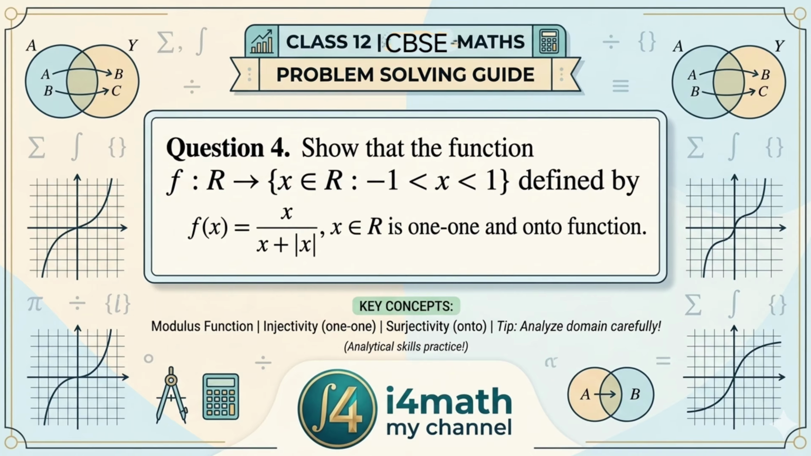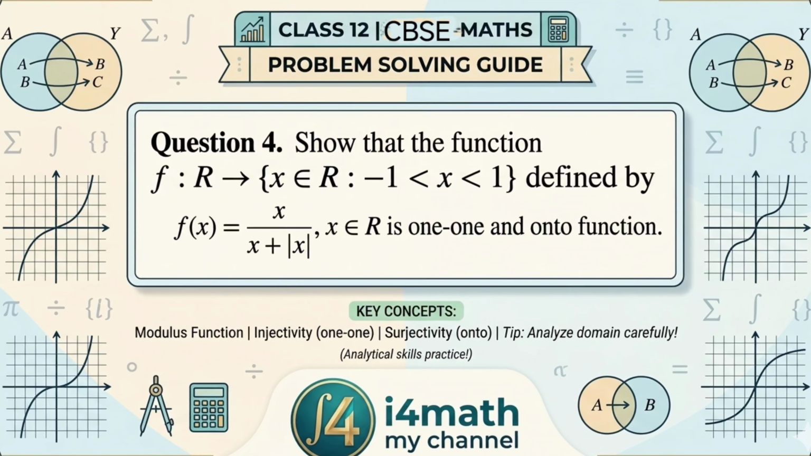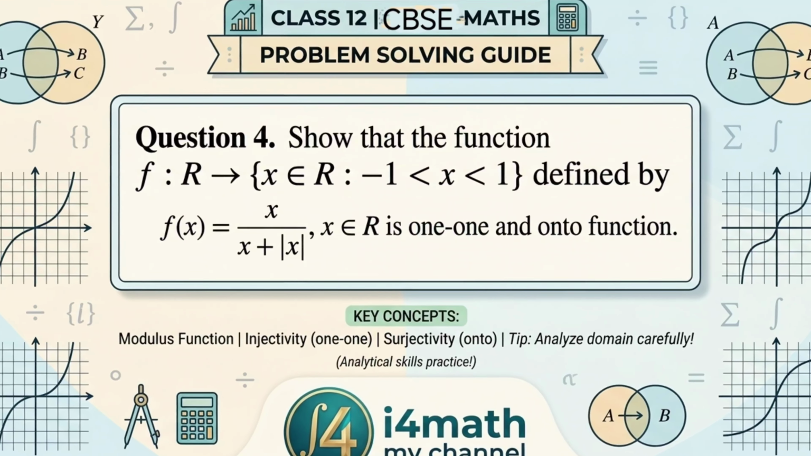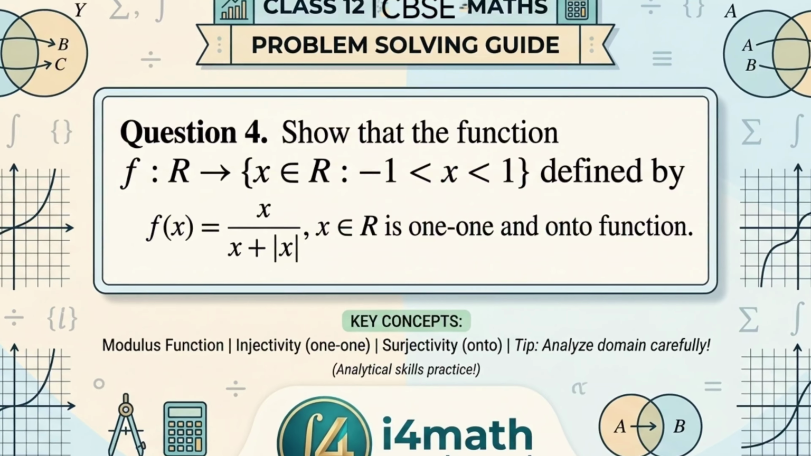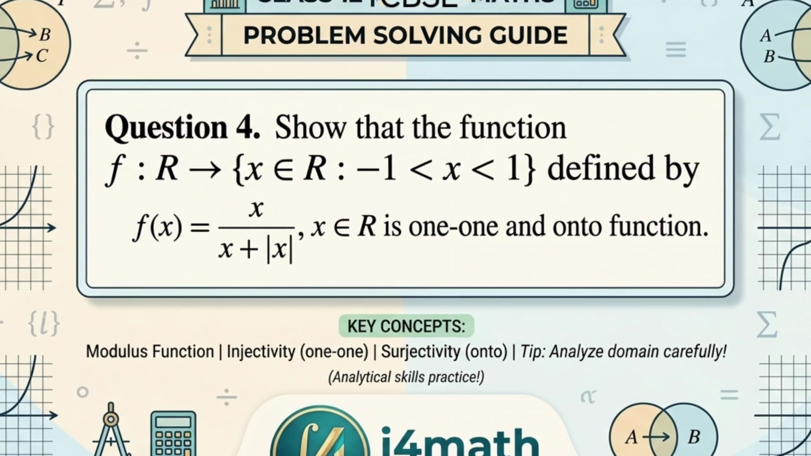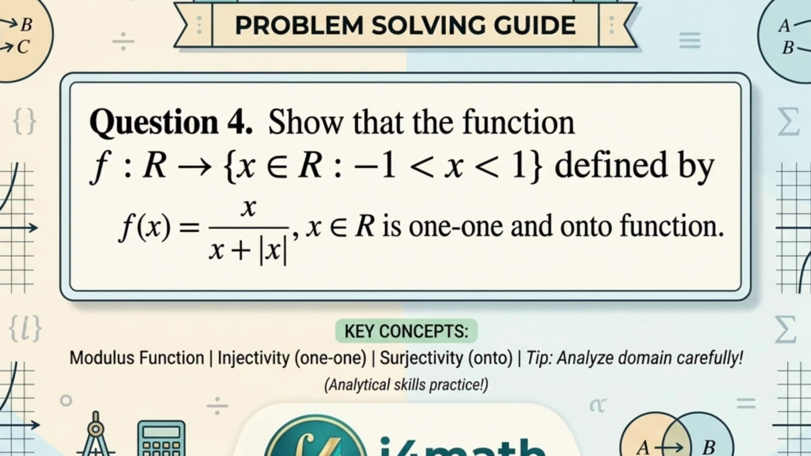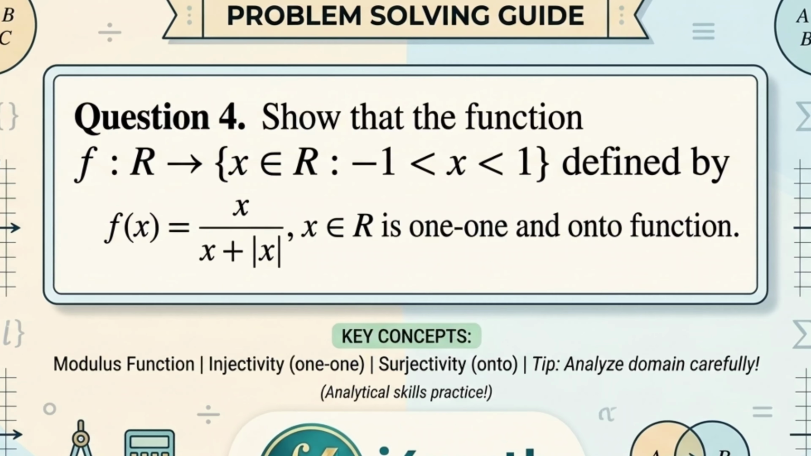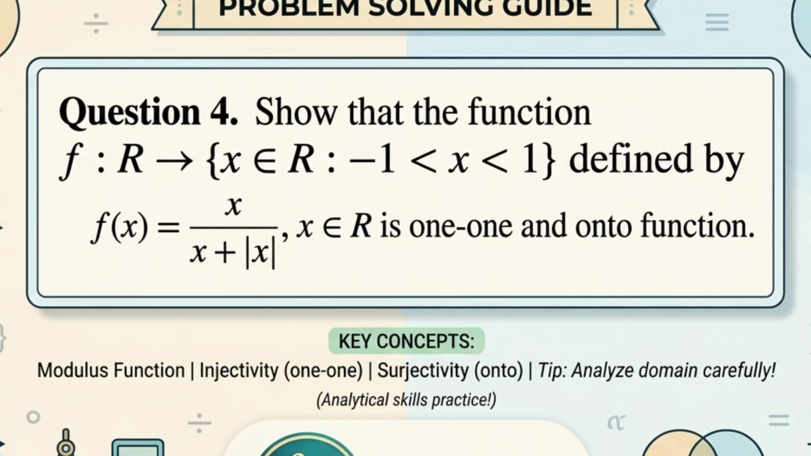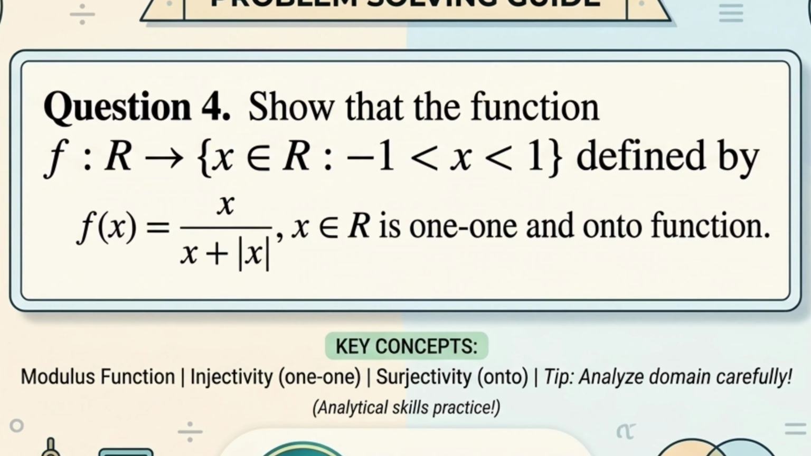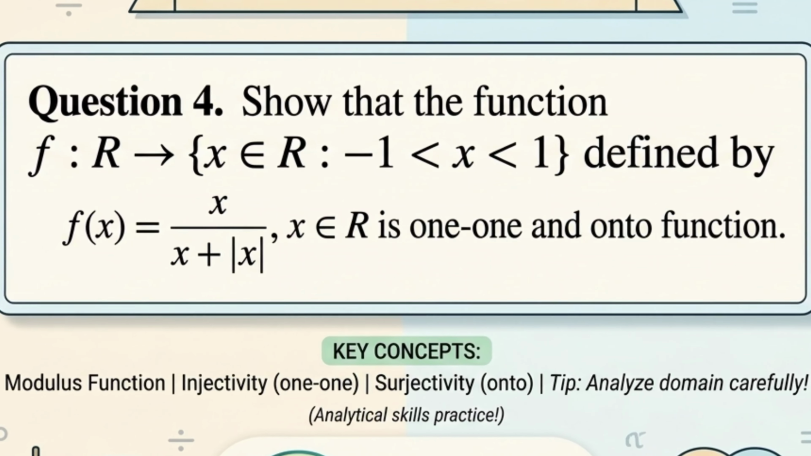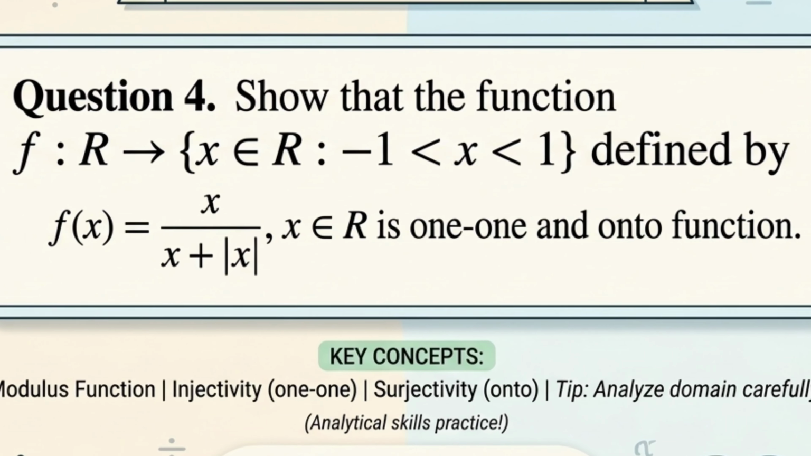Show that the function f defined from R to the set of all x belongs to R such that x takes the value from -1 to +1, excluding both -1 and +1, defined by f of x which is equal to x divided by 1 plus modulus of x, where x belongs to R, is 1-to-1 and onto function.